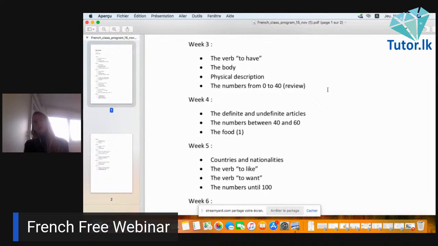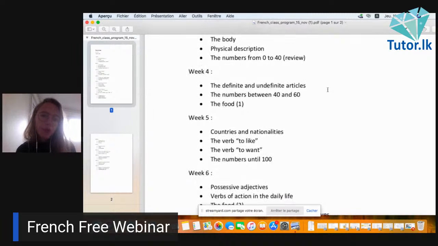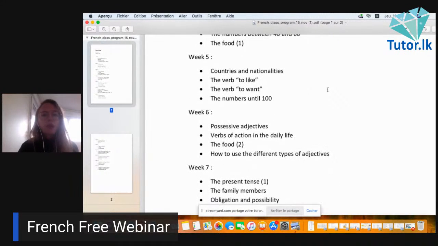Then we see also the numbers keep on until 60. We'll see also an introduction to the food vocabulary. So just the part 1. Also, week 5, we'll see the countries and the nationalities, the verb to like, how to use it, the verb to want, and the numbers until 100.